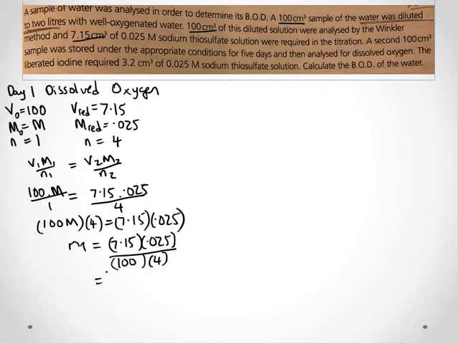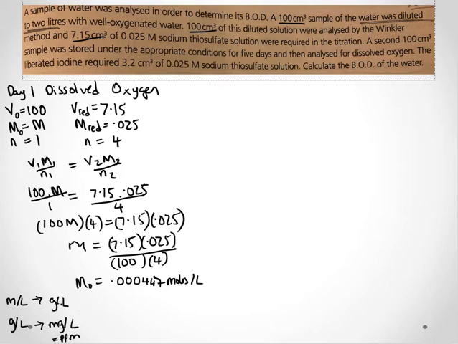So when you work all of that out, the molarity that you get for your oxygen is equal to 0.000447 moles per litre. Now, just like we've done before, we need to go from moles per litre to grams per litre. And then when we're finished with that, we'll need to go from grams per litre to milligrams per litre, and that's the same as your ppm.